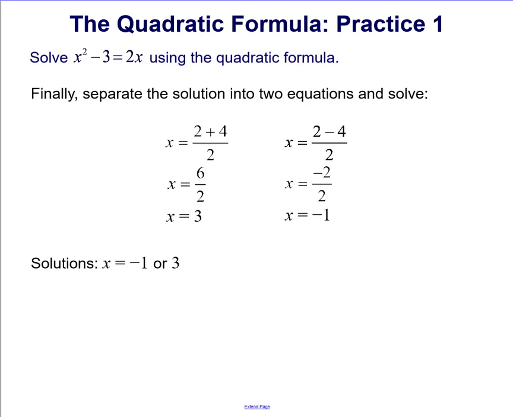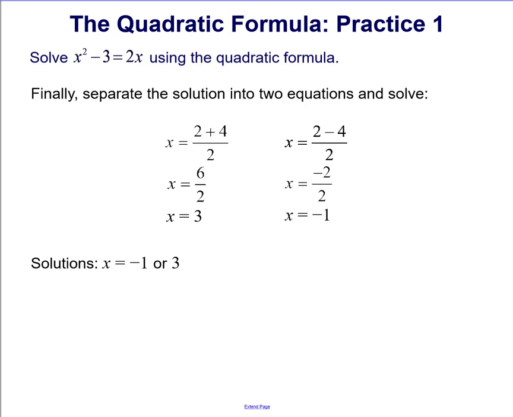So first I'm going to consider the positive case here. So it was 2 plus or minus 4. So on this side I'm going to consider 2 plus 4 divided by 2. And on this side I'm going to consider 2 minus 4 divided by 2. And when I do the arithmetic working down here, you can see that we have x is equal to 3. And on the right side, x is equal to negative 1.